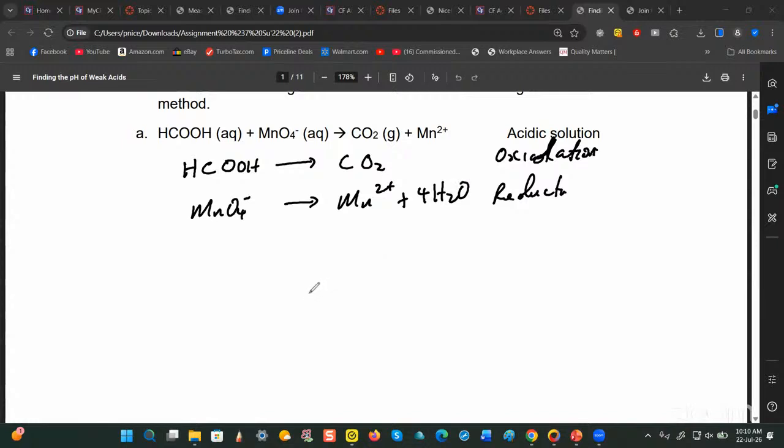Then we balance the hydrogens by adding hydrogen ions, right? So what does that mean for the first half equation? We add 2 hydrogen ions to the right to balance the 2 hydrogens on the left, all right? What about the second half equation? To which side do we add hydrogen ions and how many? Exactly, 8 hydrogen ions. Okay, very good.